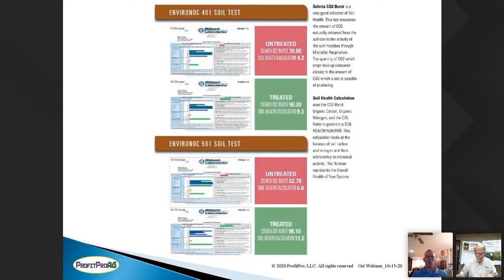Now, with 501, which is the bottom one, this is what we'd use in fall residue digestion. The top one had a CO2 burst of 62, and the bottom one where we treated was 98. Think about that. Again, a higher number. The soil health calculation was 6.6 on the control, and the treated had 11.2. So you can see the effect that these microbial formulations can have on the activity of that energy and that carbon in the soil.